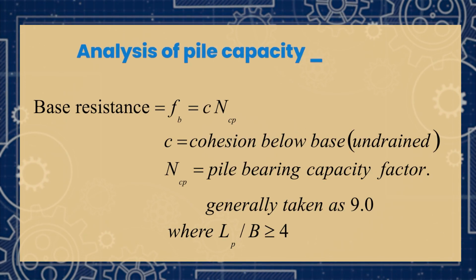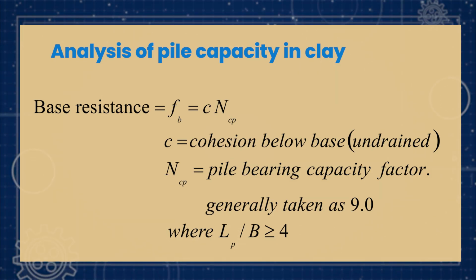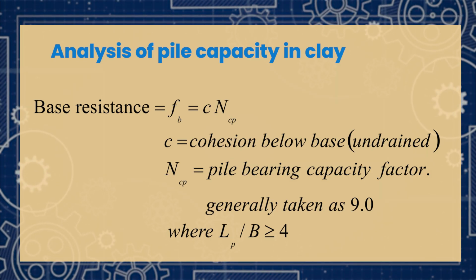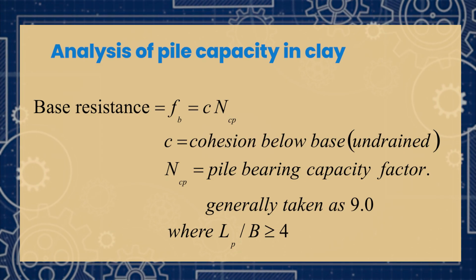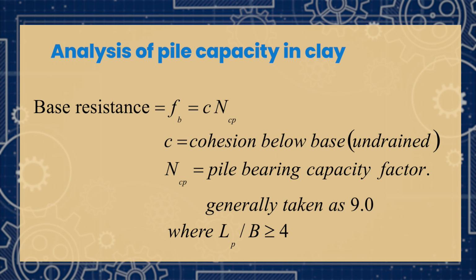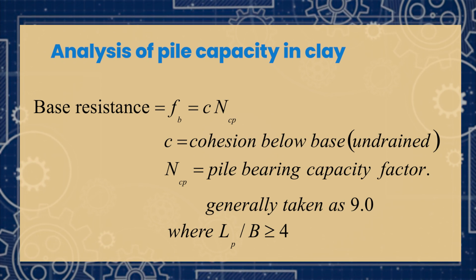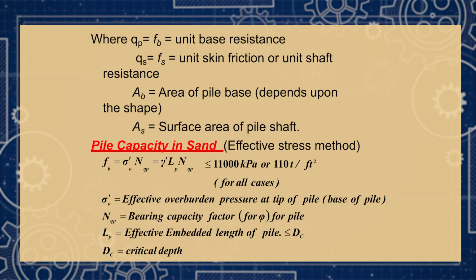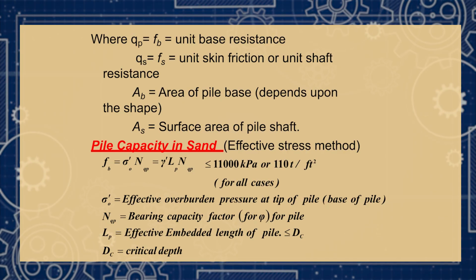This is the capacity of the clay. The bearing resistance will be cNc, where c is the cohesion below the base, that is the undrained cohesion, and Nc is a bearing capacity factor, generally taken as 9. This is the pile capacity in sand by the effective stress method, and this is the formula.